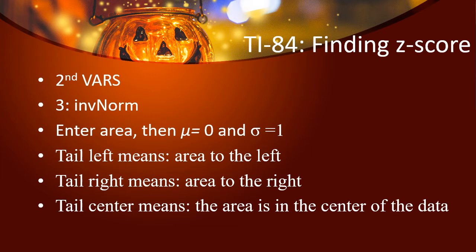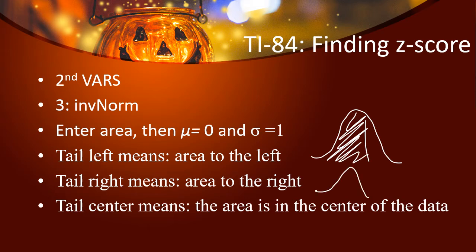This tail is something different on the 84CE. Basically, it means, hey, what are you looking for? Are you looking for something that is talking about an area this way? Well, then that means your tail is to the left. Are you talking about an area that's this way? That's tail to the right. Are you talking about something that's in the dead center? Then that's the center.